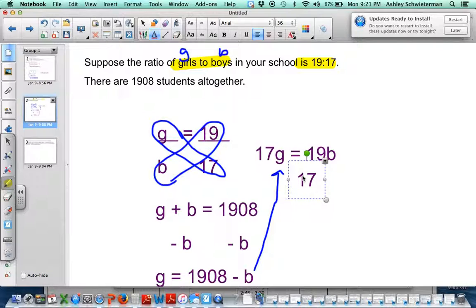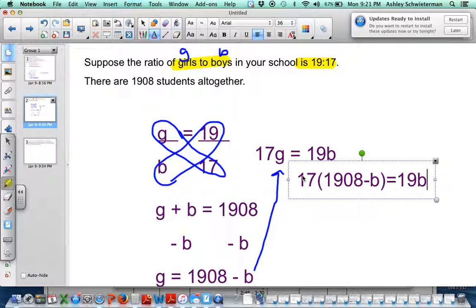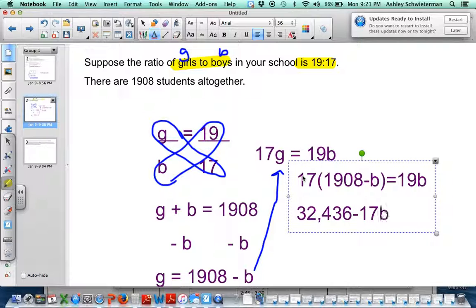And so then I'm going to have 17 times (1,908 minus B) equals 19B. I'm going to have to distribute the 17. So 17 times 1,908 equals 32,436 minus 17B equals 19B. I'm going to add 17B to both sides.